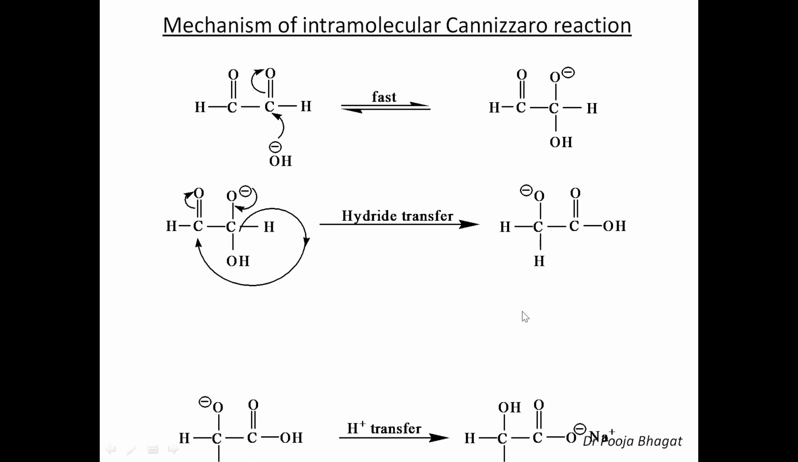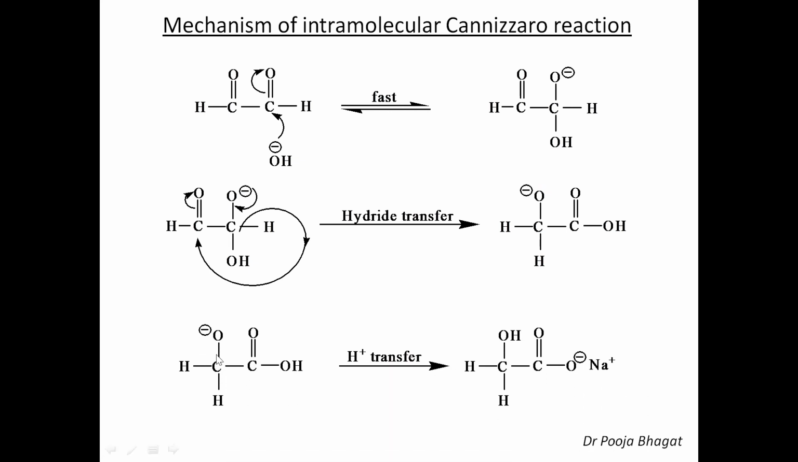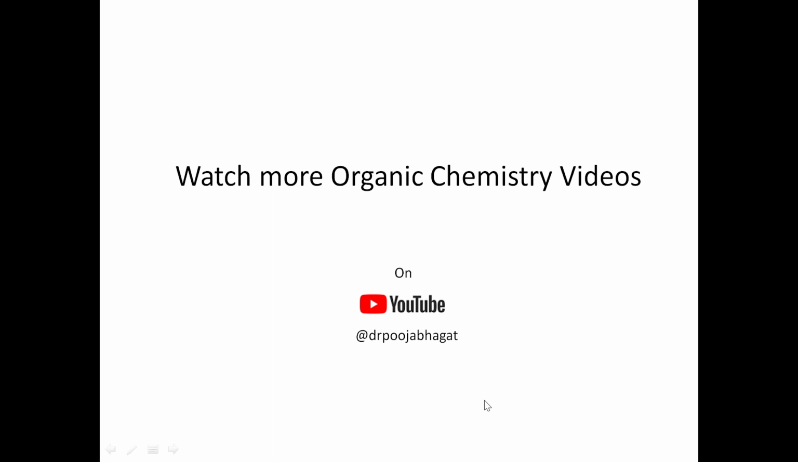And what is the next step? Proton transfer. This acid is a stronger acid, so it will lose proton, and this will gain proton. So within the molecule, the proton will transfer from here to here. So here you will have O negative and here you will have OH, with a sodium positive ion. So it is sodium glycolate. I hope the Cannizzaro reaction, the cross Cannizzaro reaction and the intramolecular Cannizzaro reaction are clear to all of you. Thank you for watching.